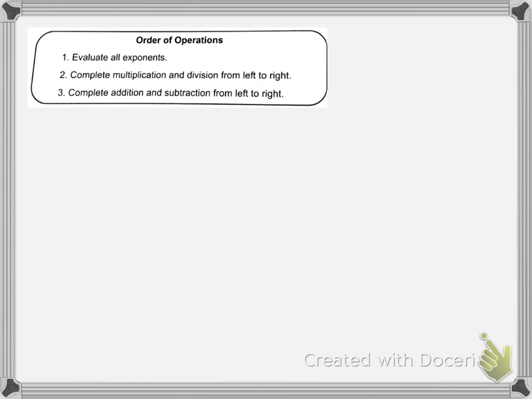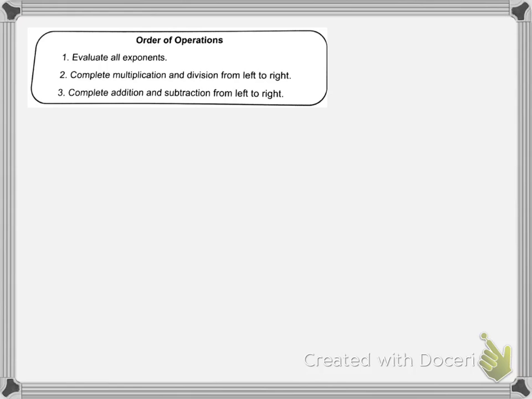So we always evaluate exponents first. And we do multiplication and division from left to right, and we do addition and subtraction from left to right. There's one thing we're going to add to this, and that's parentheses. We'll be at the very top of that in a moment. So we won't do any parentheses at first.